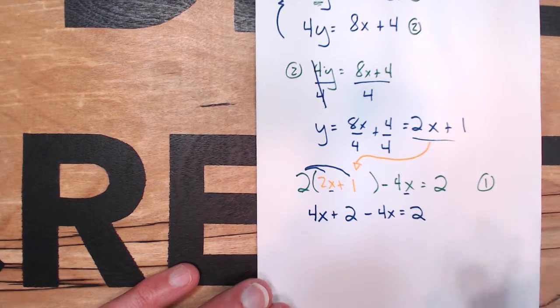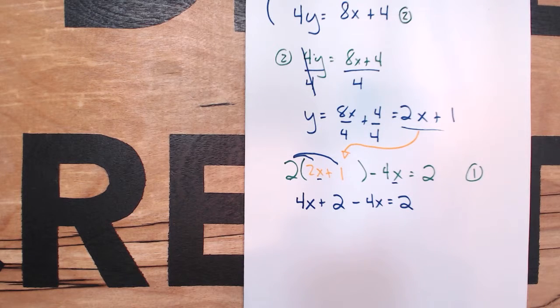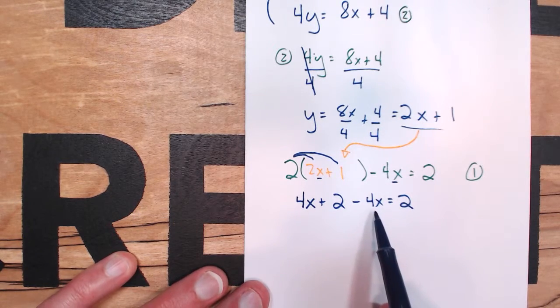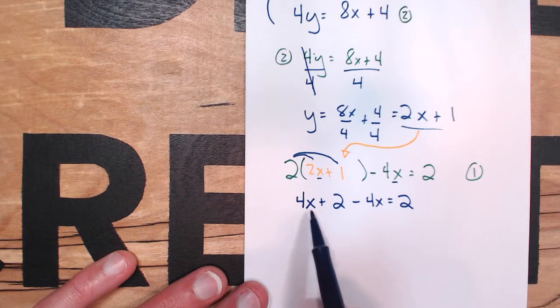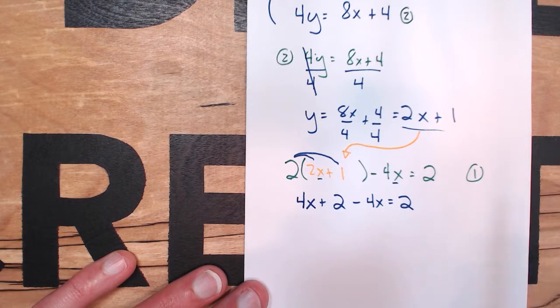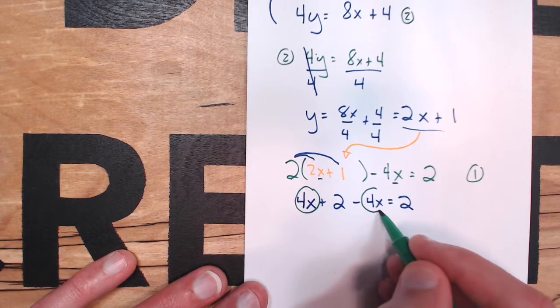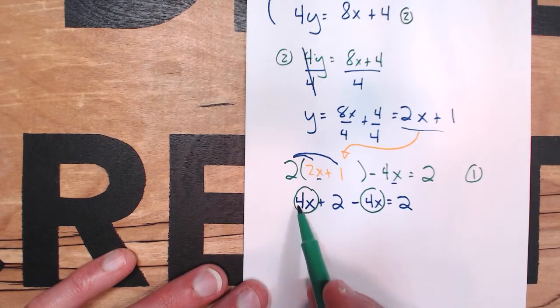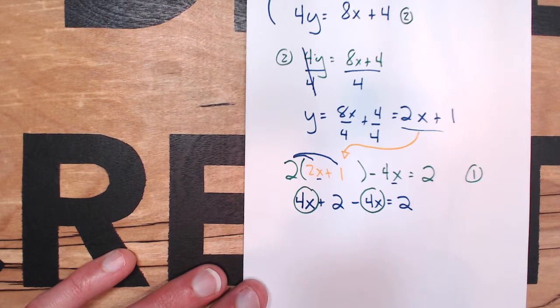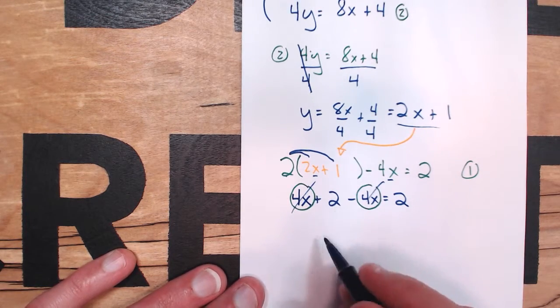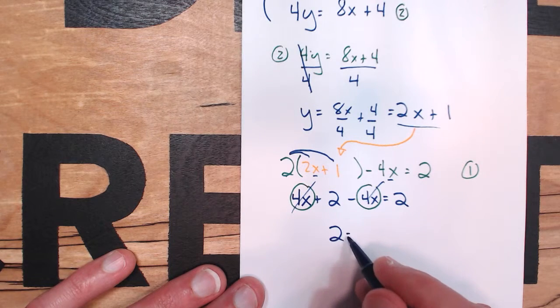Alrighty, something weird's going to happen. I see, okay. So what happens next, I see I have a 4x take away 4x. That's a little bit suspicious. What happens there? So we know those are like terms. They're like terms because they both have x's. But they're actually kind of opposites. We have 4 take away 4. So what actually happens there is I'm left with 0 x's. So these cancel, which is pretty crazy. So I get 2 is equal to 2.